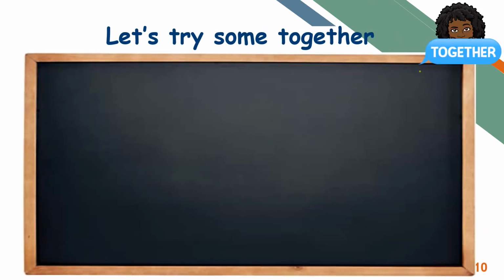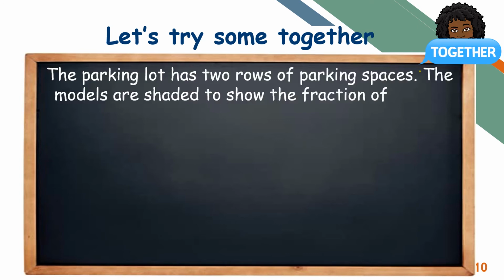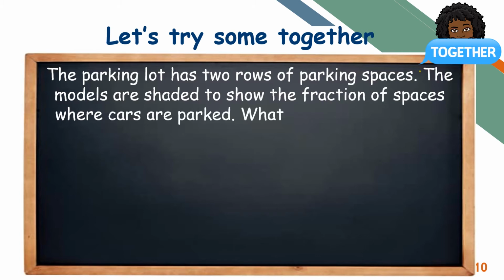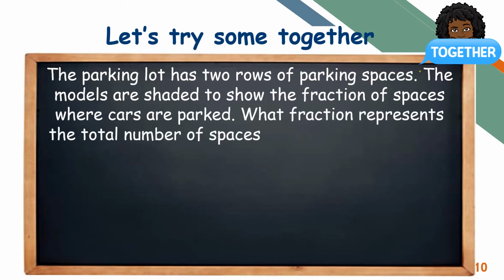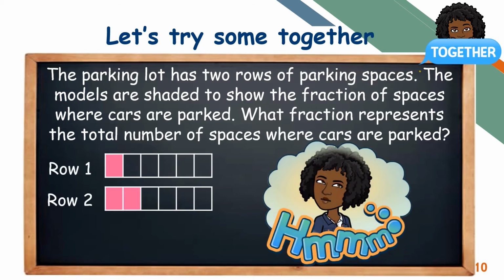Let's look at the next one. The parking lot has 2 rows of parking spaces. The models are shaded to show the fraction of spaces where cars are parked. What fraction represents the total number of spaces where cars are parked? Take some time to look at the models and write a number sentence to represent the problem.